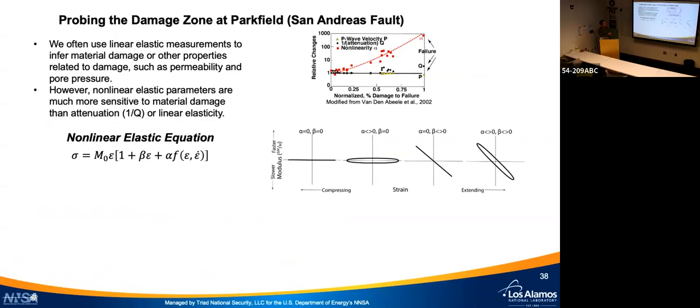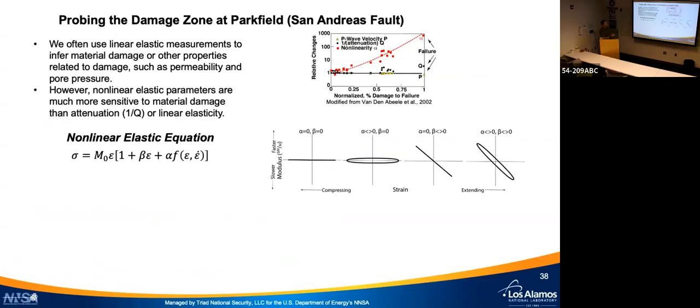This is an equation I showed you before, but the linear part of it is this first part, and then this beta is the classical nonlinear parameter, just the second order term. And then we have this alpha, which is the part that depends on both the strain and the strain rate. So this is the hysteretic part of it.